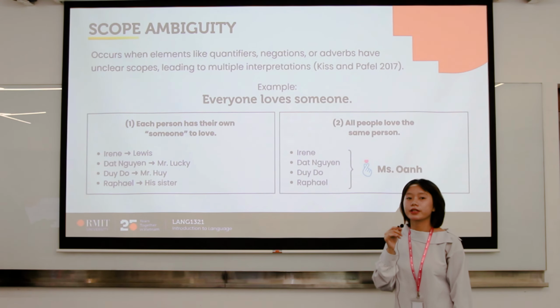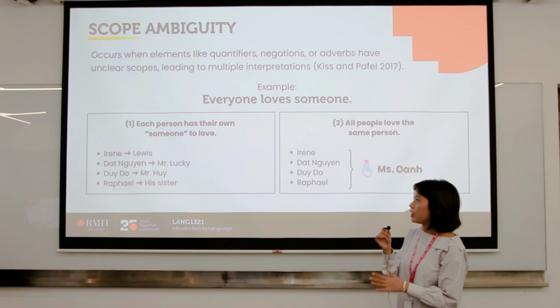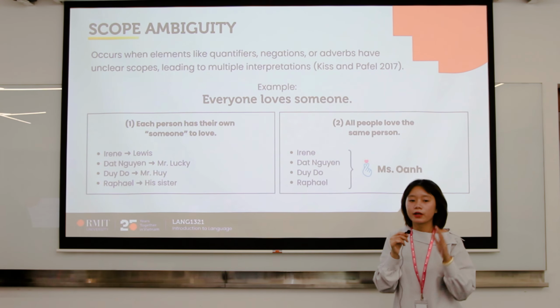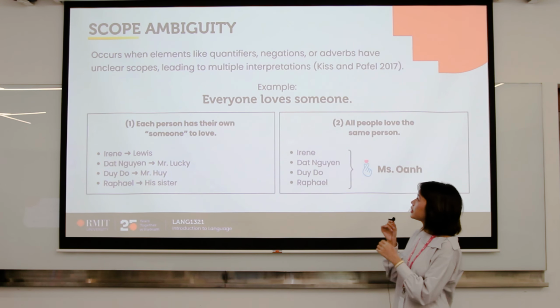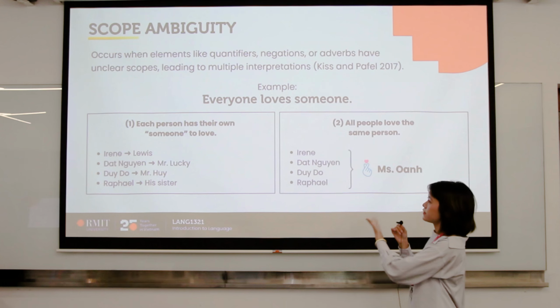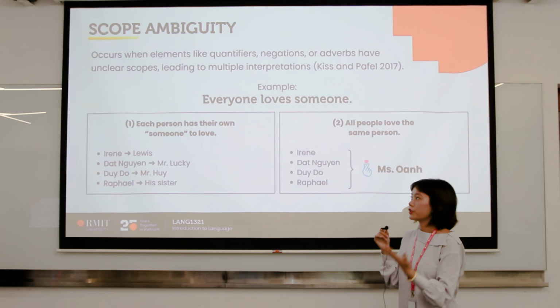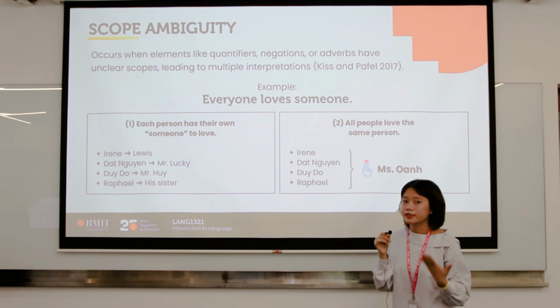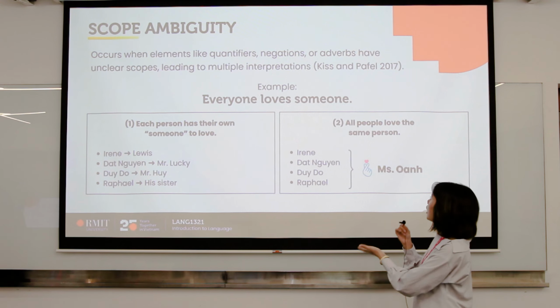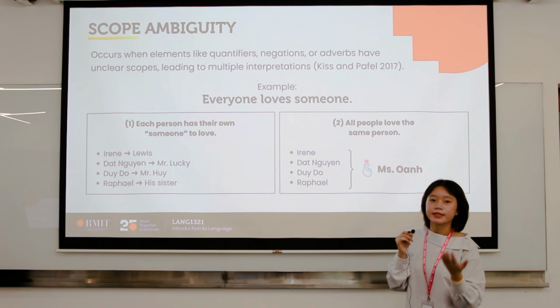So, coming on to scope ambiguity. Scope ambiguity occurs when elements like quantifiers, negations, or adverbs have unclear scope, leading to multiple interpretations. Here, when I say "Everyone loves someone," I can understand it in two ways: each person has their own someone to love, or everyone, all persons, love the same person.